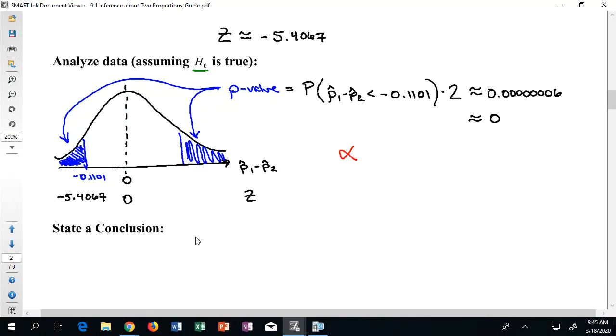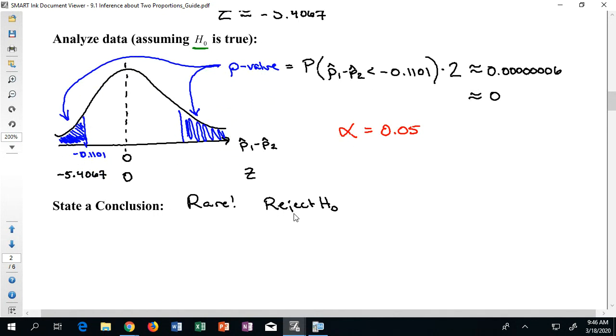So my alpha value on this problem was given as 0.05, and it looks like I definitely have a rare sample. So when we have a rare sample, we said before that we don't think then that H0 is a good fit, and we're going to reject it. I'm going to write my 2-sentence conclusion just like I always do. So here's what we'll say.